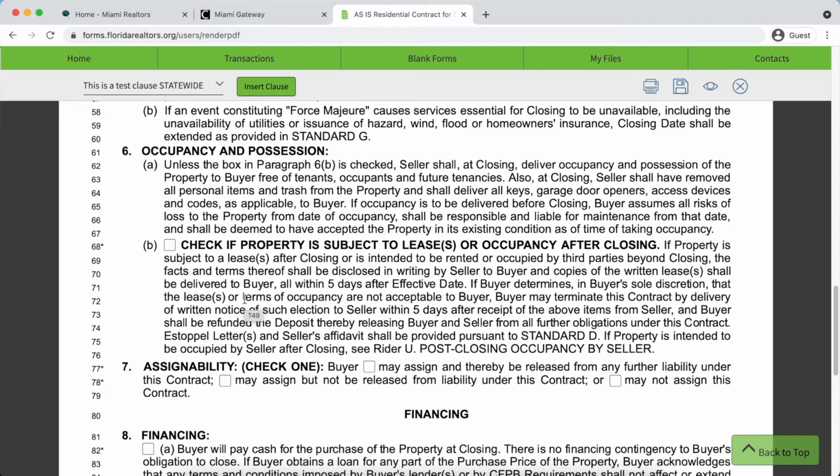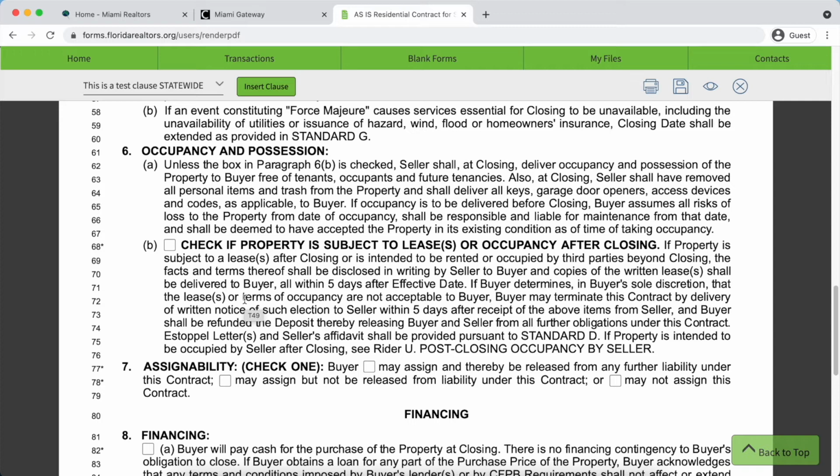So make sure that you request that tenant estoppel letter right at the beginning of the contract. The moment that you request the lease, start getting that tenant estoppel to avoid any discrepancy between what the lease says and what the tenant writes on that tenant estoppel letter.